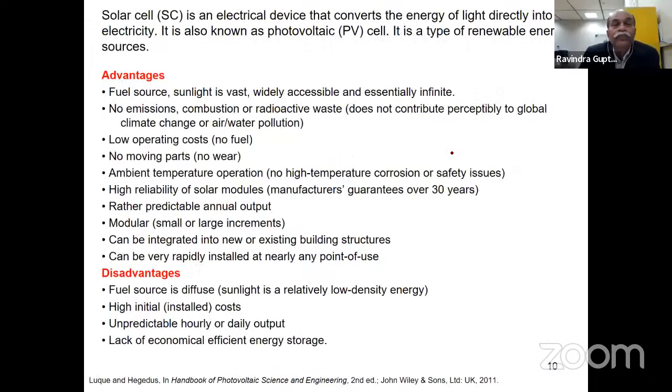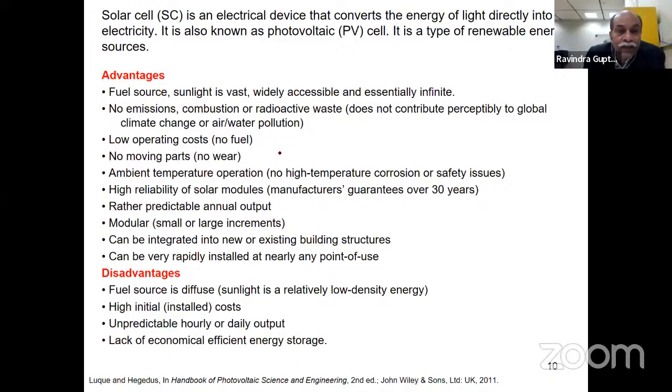So we have one device known as the solar cell, which is also known as the photovoltaic cell, and this is a type of renewable energy source. So what are the advantages? Here we have sunlight as a fuel, which is widely available, accessible, and infinite. So no emission, no combustion, no radioactive waste. This is the advantage. Because the fuel is free, there is low operating cost.